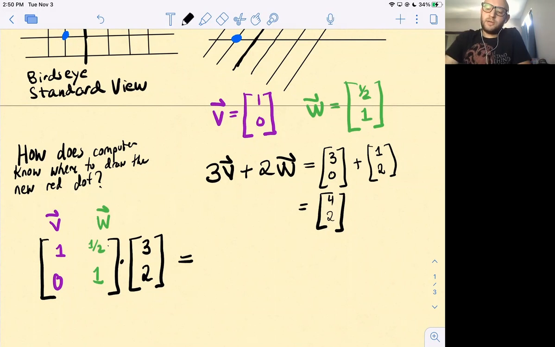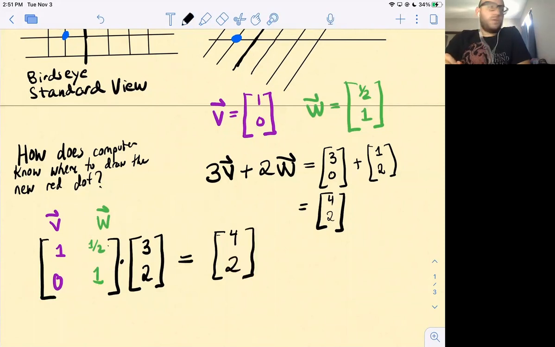So let's do it together. If you take this truck and you park it into the first spot, you get a number. You get 1 times 3 plus 1/2 times 2, because there's one and a half there. So that gives you 4. And then when you do 0, 1, you get 2, because you're parking 0, 1 into this spot. So you get 0 and 1, that just gives you 2. So you get 4, 2.